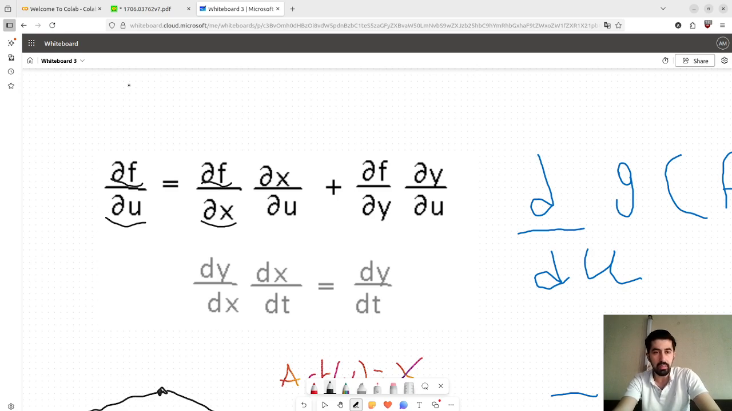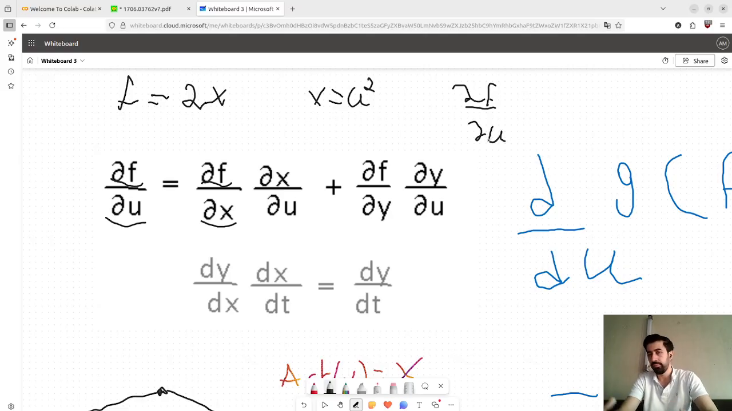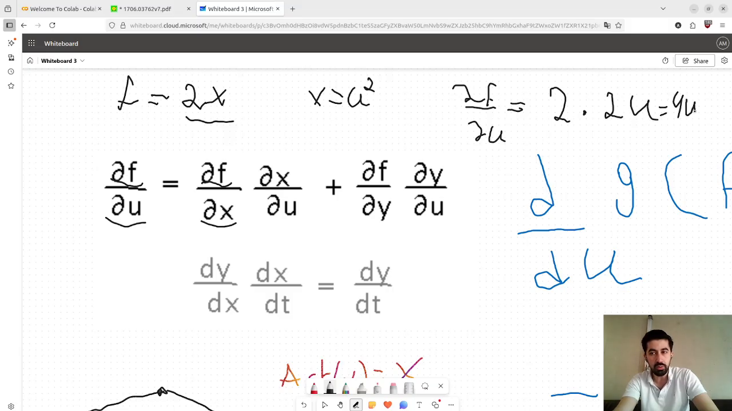Let's take a very tiny example. Let's say f is equal to 2x, and x is equal to u squared. So to do del f by del u, the derivative of f with respect to u, which describes how much change affects f when we change u, we apply the formula. So it's del f by del x, the derivative of f with respect to x is 2, multiplied by del x by del u, which is 2u. So we get 4u. So this is the chain rule.